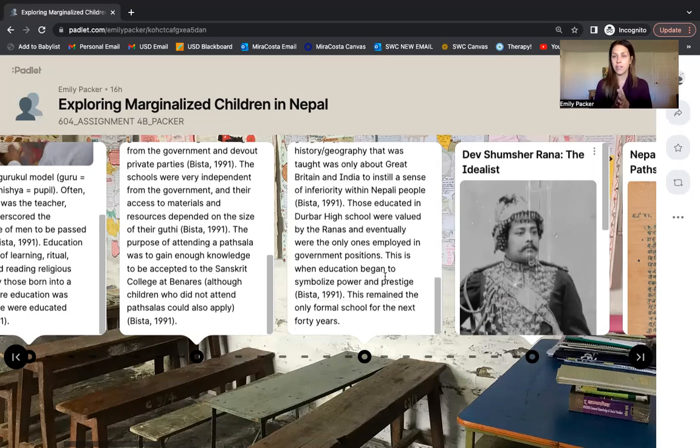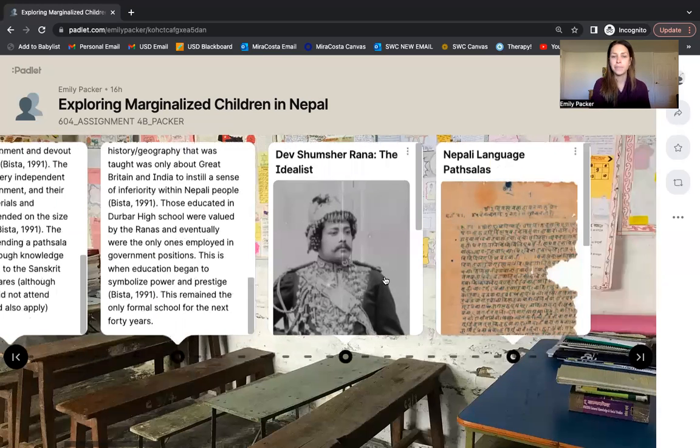This school was created to educate those who would then go into government positions. Because the caste system was alive and well at this time, the only people who could go into government positions were the Ranas and then the upper caste children. This was the beginning of education as a symbol of power and prestige. And this high school was the only other formal school in Nepal for the next 40 years.